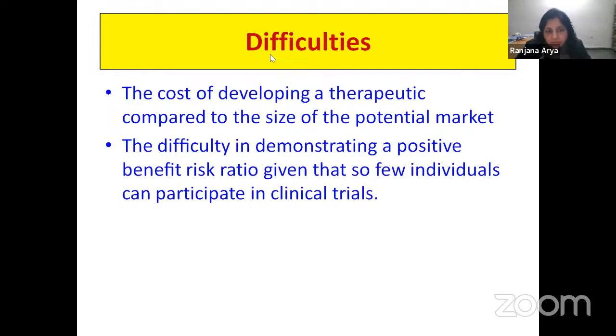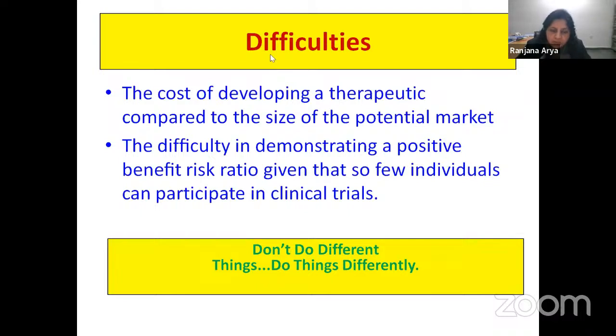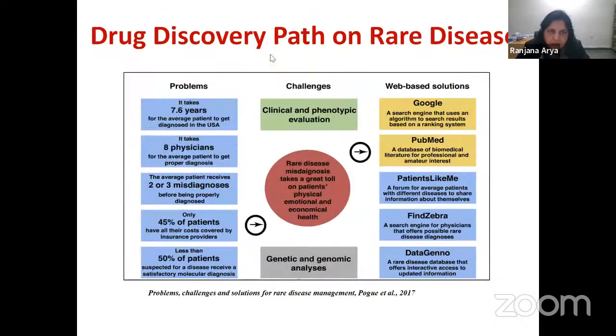So there is a difficulty in demonstrating a positive benefit-risk ratio, which is due to the small individual population that is being affected and the development of the clinical trials. So what we have to do is, we don't do different things, but we do things differently. And how do we do that? We will see today a little bit of the work that has been done in the lab.